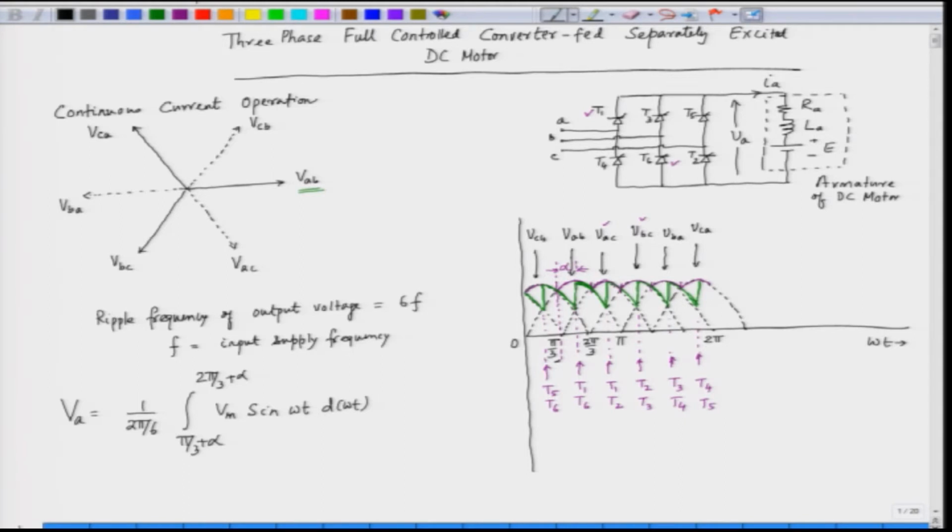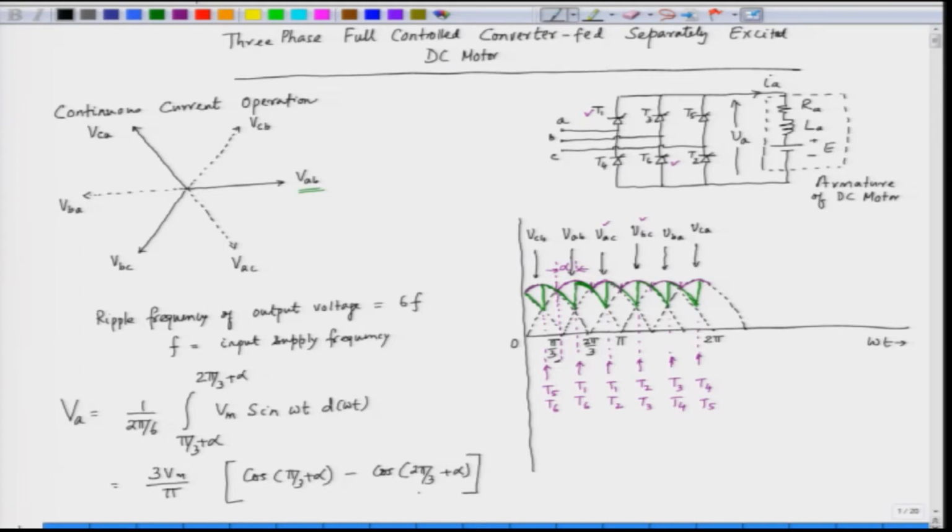Now, if we simplify this, what we get here is 3 Vm by pi. Now, this is sine, so we have minus of cos. So, we get cos of pi by 3 plus alpha minus cos of 2 pi by 3 plus alpha.